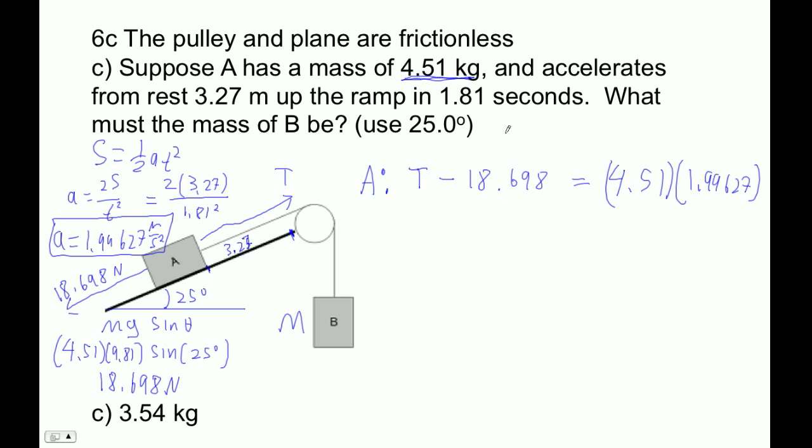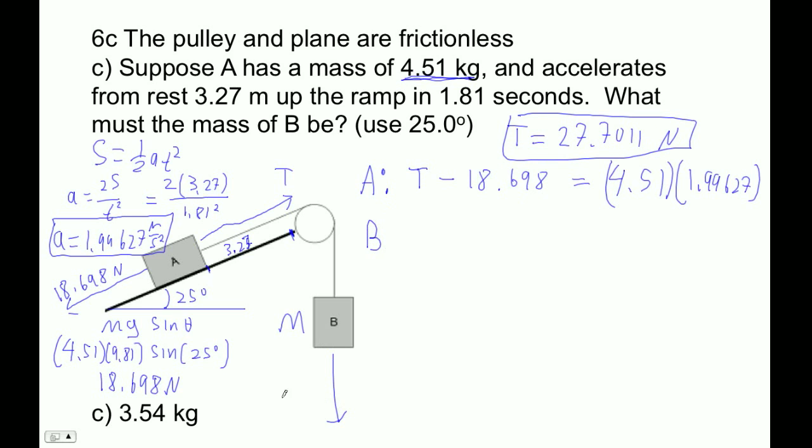Okay, so let's solve that for t just for fun. So t is going to equal this plus 4.51 times that. So t from this equation is simply solvable, and it's 27.7011 newtons. We didn't ask to solve for t, we just asked for what the mass of B is, but we've got that. So now let's set up B.